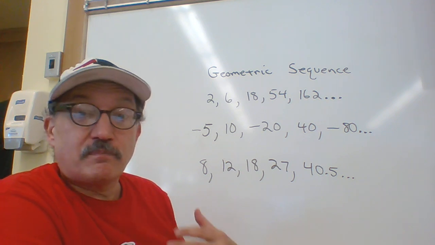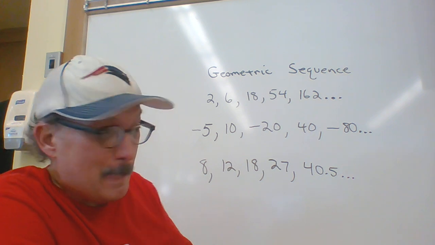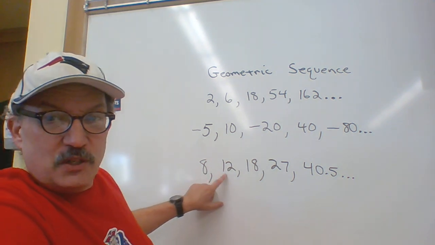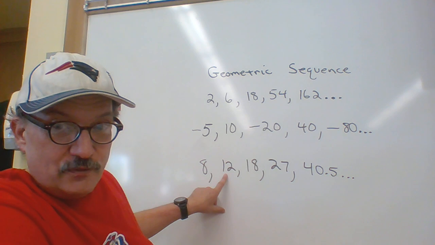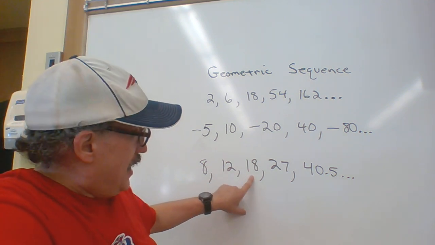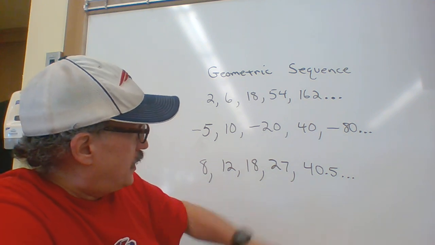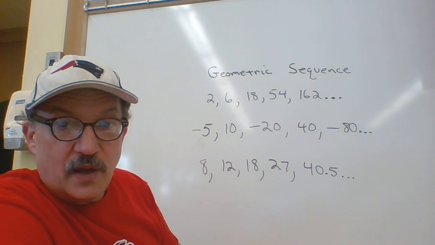The third one, the number you multiply is not negative, but it's not a whole number either. What do you multiply 8 by to get 12? 1.5. And 12 times 1.5 is 18. 18 times 1.5 is 27. And 27 times 1.5 is 40.5.